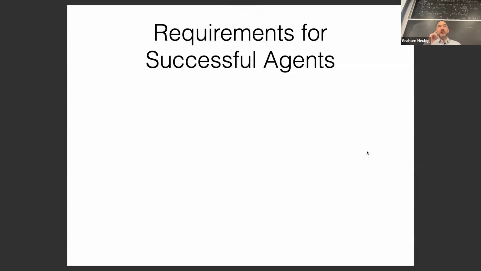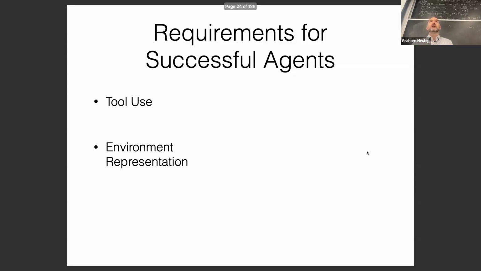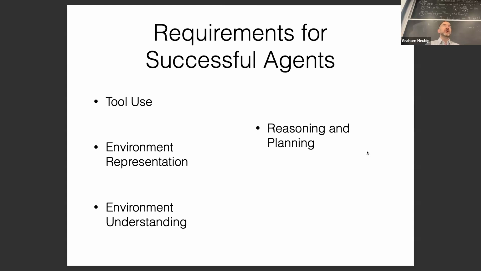Cool. So if we think about requirements for successful agents, I've done a lot of work in building agents, and they need to be able to use and access tools, which again, I'm going to specify in a second. They need to be able to represent the outside environment in some way. They need to be able to understand that environment, so they not only need to have a representation of the environment, but the LLM actually needs to be able to process that into actionable representations. They need to have reasoning and planning of some variety. And they need to interact or communicate both with users and possibly with other agents in a multi-agent system.